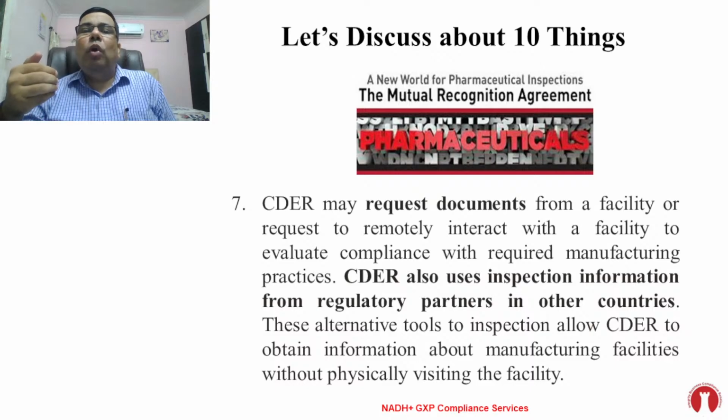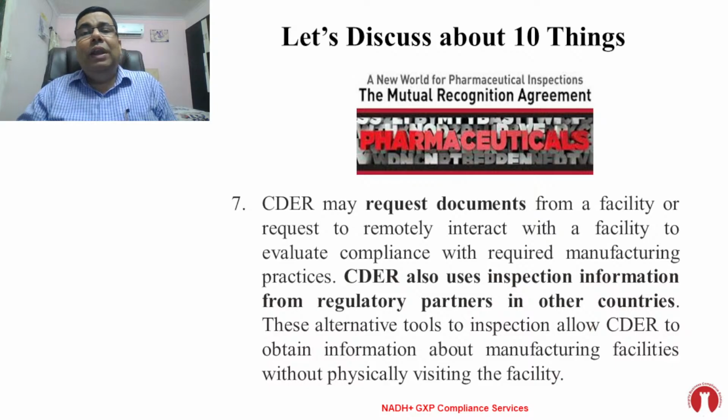CDER also uses inspection information from regulatory partners in other countries. You already know there are mutual recognition agreements with a lot of countries. So CDER has the MRA, mutual recognition agreement, with so many countries. They can take the audit inspection report and compliance report from those countries, and on the basis of the evaluation they may ask some questions to the facility remotely. You need to respond, and if the response is satisfactory, then based on that evaluation they can extend the audit timeline. Many companies, as you may have experienced, already have a successful, satisfactory EU GMP audit or MHRA audit, but a US FDA audit may be due.